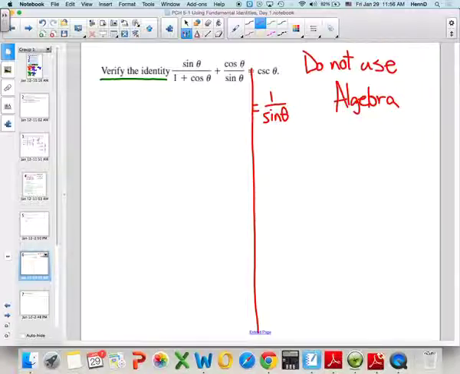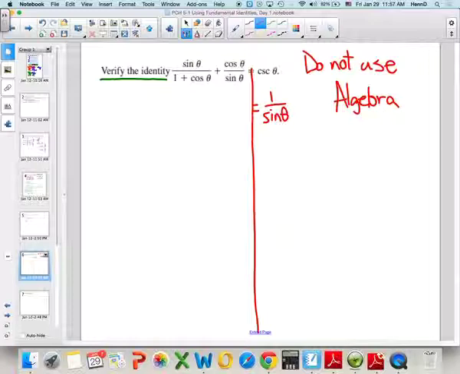Can you separate the fraction? Sine over 1 plus sine over cosine? You can't do that when the addition is in the denominator. You could do it if it was 1 plus cosine over the sine, you could split it, not when the addition's in the denominator.